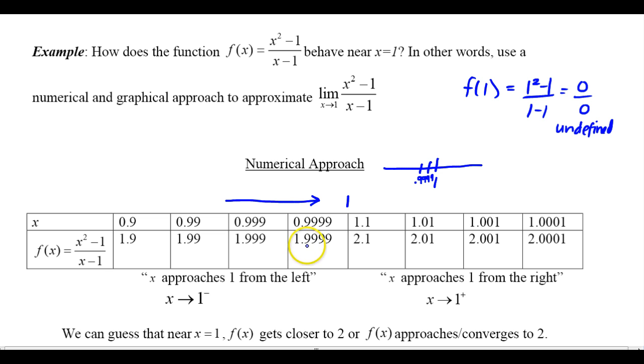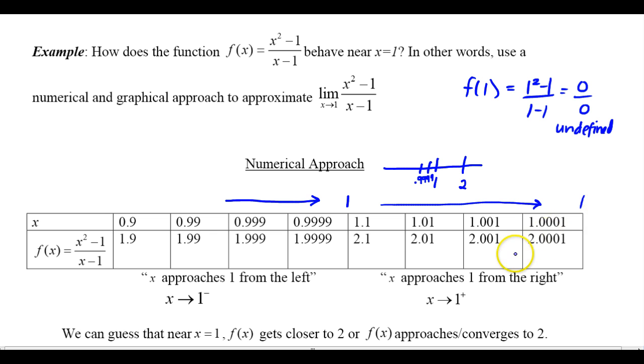So as I continue to extend with nines past the decimal, I'm getting closer and closer to 2. And now if I look at the right side of 1, I don't want to plug in that whole number of 2, because 2 is to the right of 1, but remember, I want to know what's going on arbitrarily close to 1. So I want to stick with numbers like 1.1, 1.01, 1.001, 1.0001. So now I'm getting closer and closer to 1.